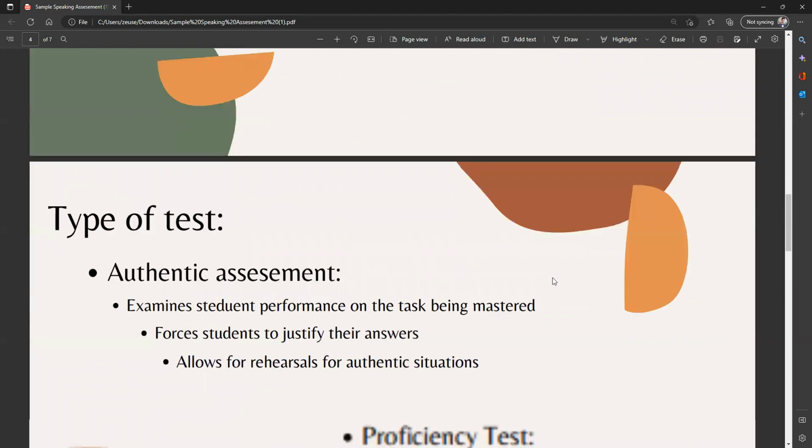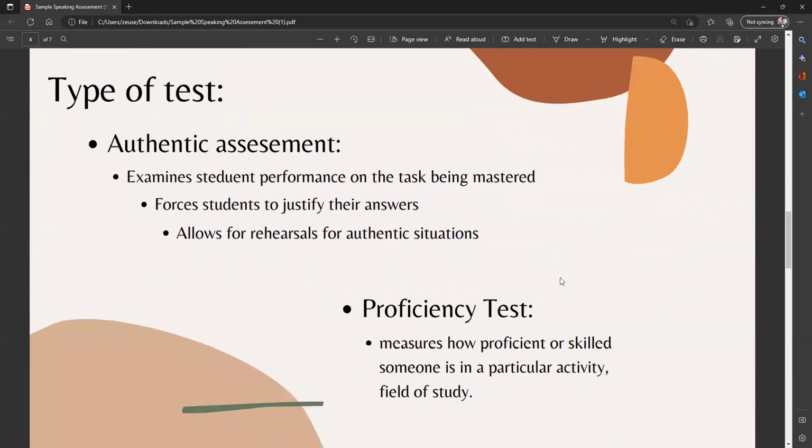Next is the type of test. So, this sample assessment is an example of an authentic assessment in the form of a proficiency test. A proficiency test measures how proficient or skilled someone is in a particular activity or a field of study, which in this case is ESL speaking. The main characteristic of an authentic assessment is that it examines the student's performance on the task being mastered, which is, again, in this case, ESL speaking.